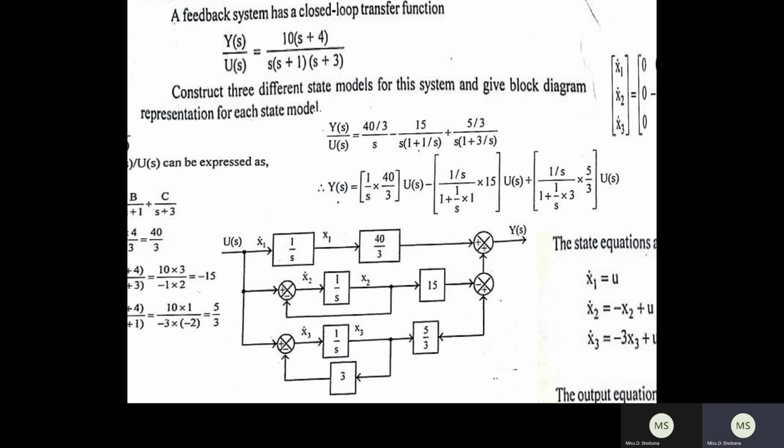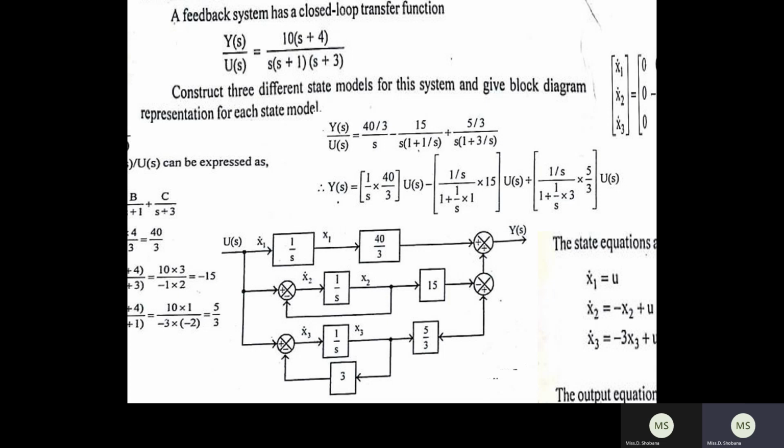For x2 dot, where the signal is coming, that will be combined together to give you the equation. So the x2 dot signal is coming from u of t, and also the signal x2. Similarly, the x3 dot signal is coming from u of t, and the other signal is 3 into x3.